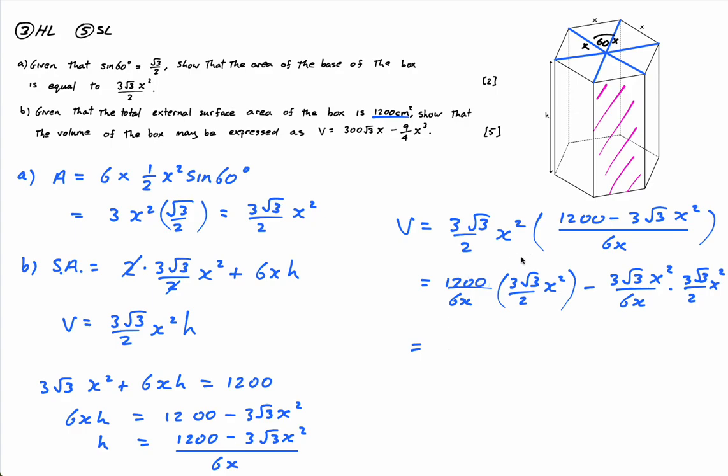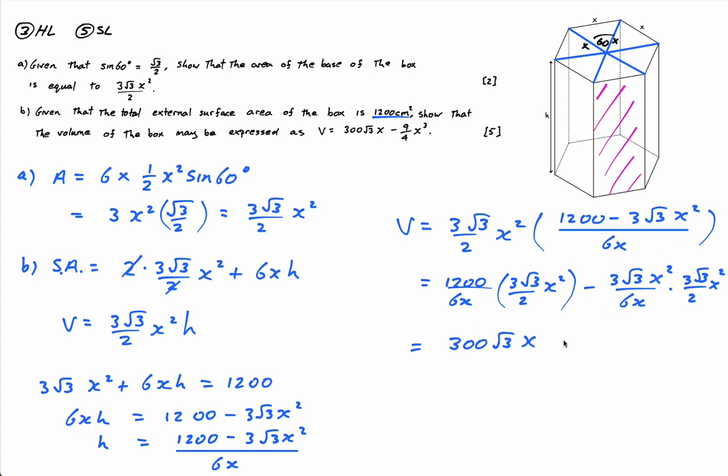Okay, now with this I can cancel a few things. 1200 divided by 6 is 200. 200 divided by 2 is 100, and 100 times 3 is 300. So all the numbers give me 300. You can use your calculator there if you want. 300 with the root 3, sorry, I should say. So that's 300 root 3. And then x squared divided by x gives me x. So that is actually this here. Now take your time just to make sure you understand why that equals that, but it does.